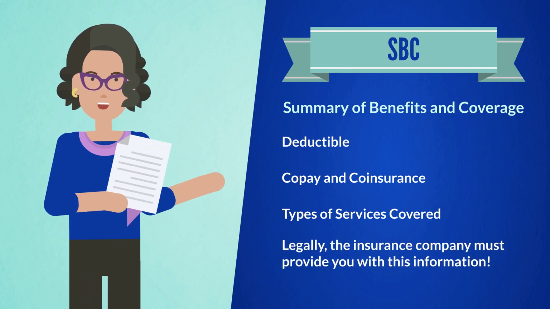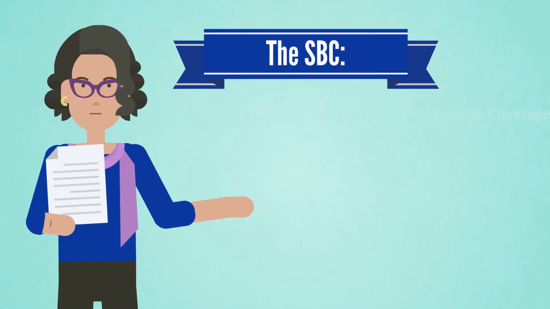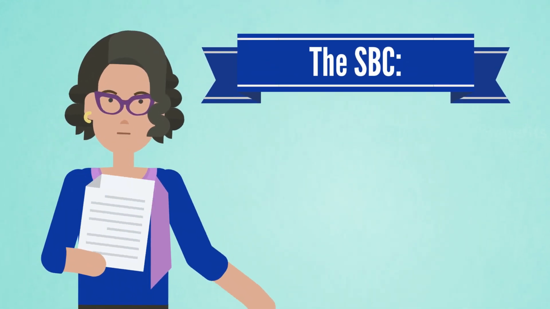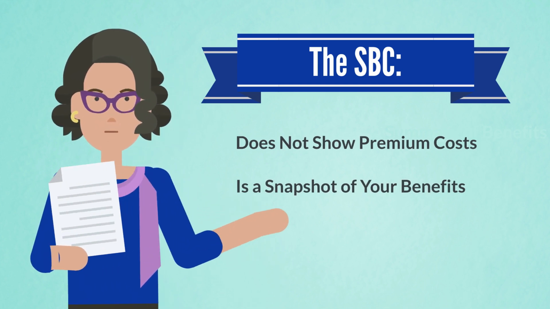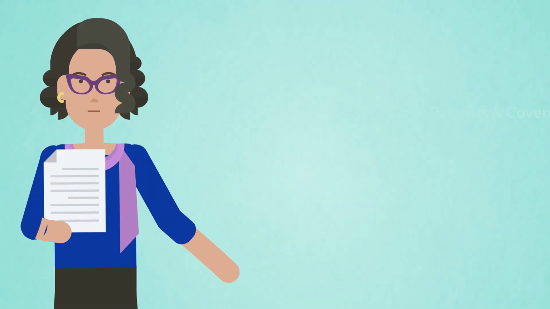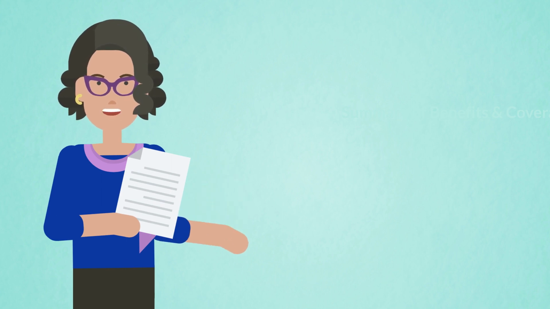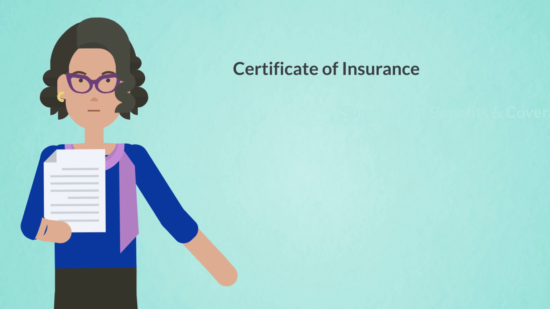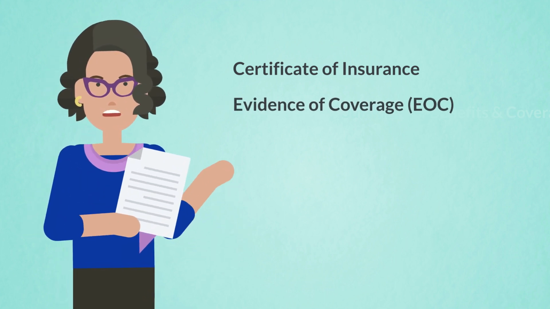By law, your insurance company must give you this information. Note that even if you are responsible for part or all of your premium costs, the SBC does not show these numbers. Also, the SBC is merely a snapshot of your benefits. For more comprehensive information, you'll want to review or at least have a copy of what is known as the Certificate of Insurance or Evidence of Coverage, aka EOC, which has far more details.